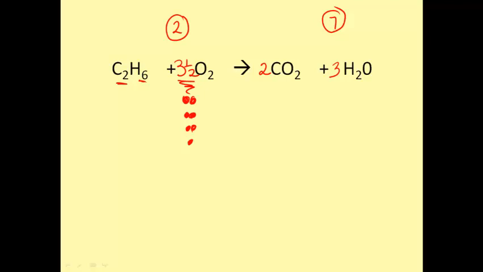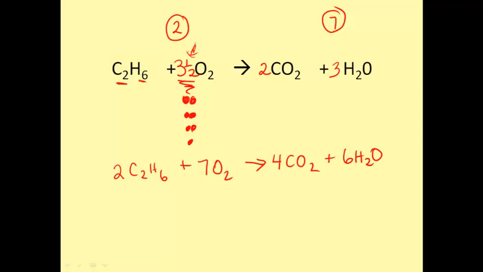But the idea of having a fraction on this side isn't very appealing. So what we do is we double everything, or we multiply through so that we have no fractions. So if we do that, we come up with this: 2C2H6. 2 times 3.5 is 7 O2s. Produces 2 times 2, which is 4 CO2s, and 2 times 3, which is 6 H2O molecules. Now we have a balanced equation, and we don't have any of those messy fractions to have to deal with.